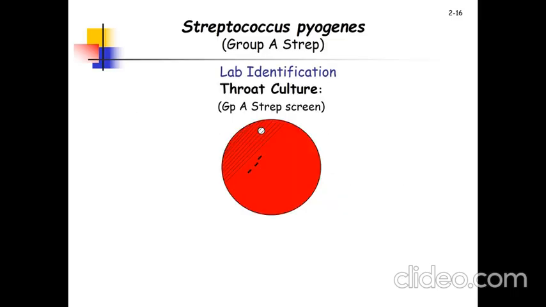So a test that's commonly done in the laboratory is a throat culture, like I've already mentioned. And a throat culture is looking for one thing and one thing only, and that's group A strep. So we will call this a strep screen as well, group A strep screen. Now, essentially this is just a plate that has been struck out, kind of like the ones we saw before, which are throat cultures.